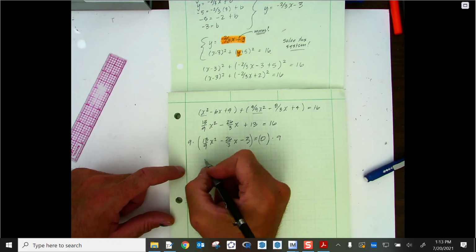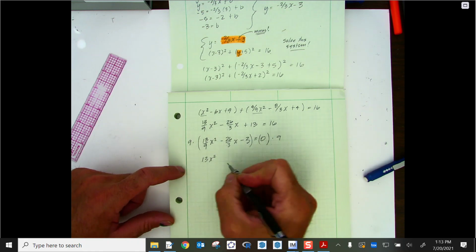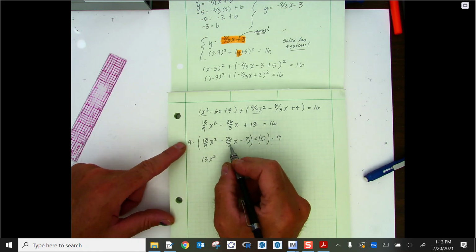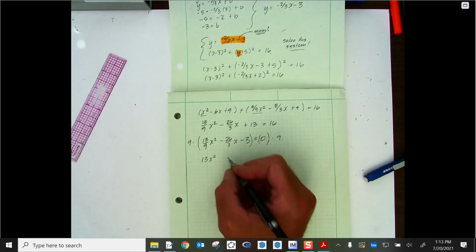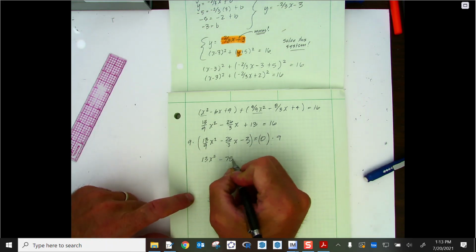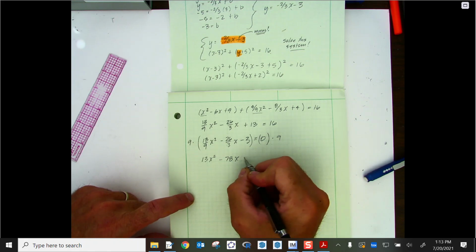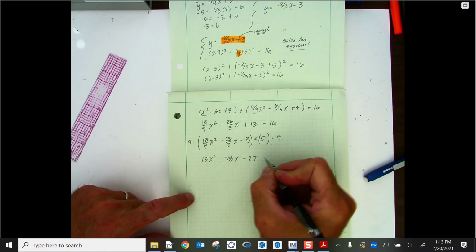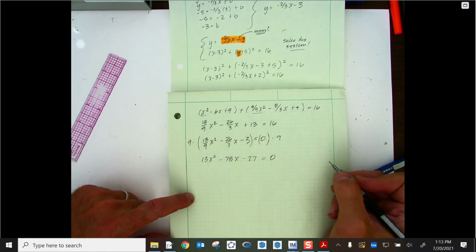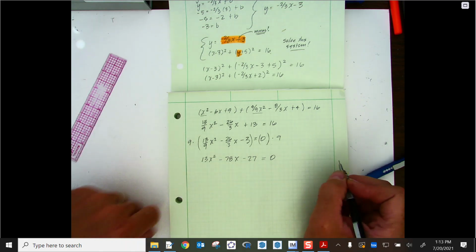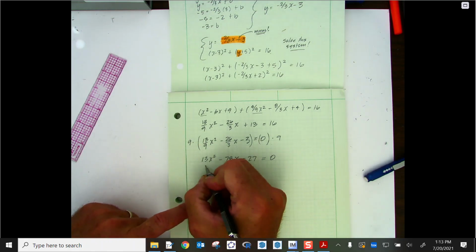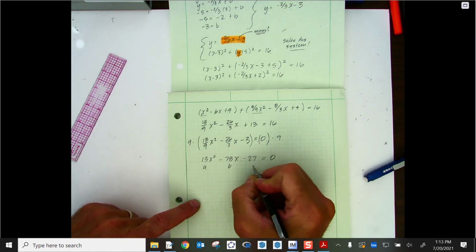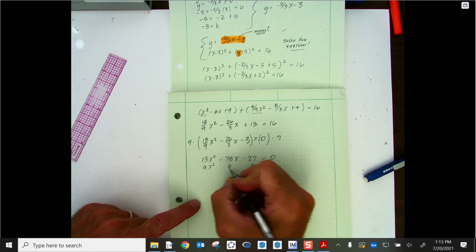And when I do that, I get 13x squared, right? And then 9 and 3 will cancel. I'll get 3 times 26, which is 78 negative. And then 9 times 3 is going to be 27. And it'll be 0 on the other side. So now I have a nice looking quadratic. It's going to be a lot easier to work with in the quadratic formula. So let's go ahead and identify. This is my A, my B, and my C, right?